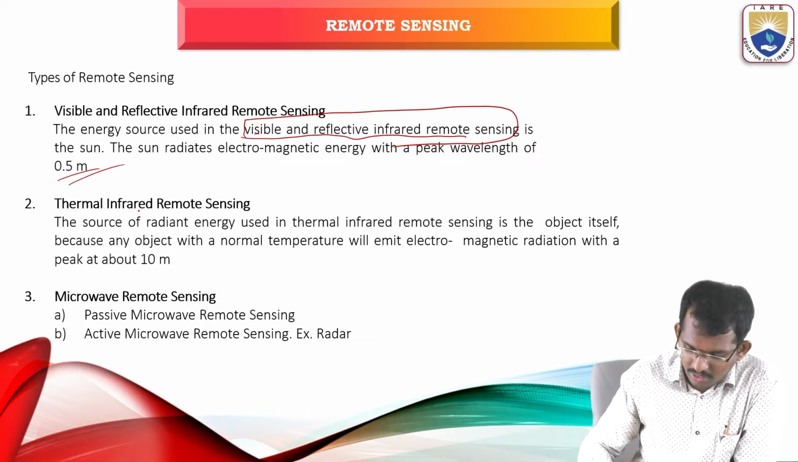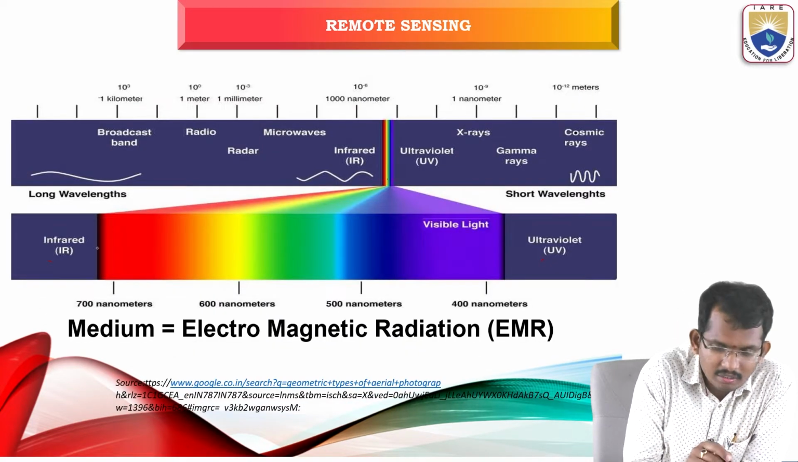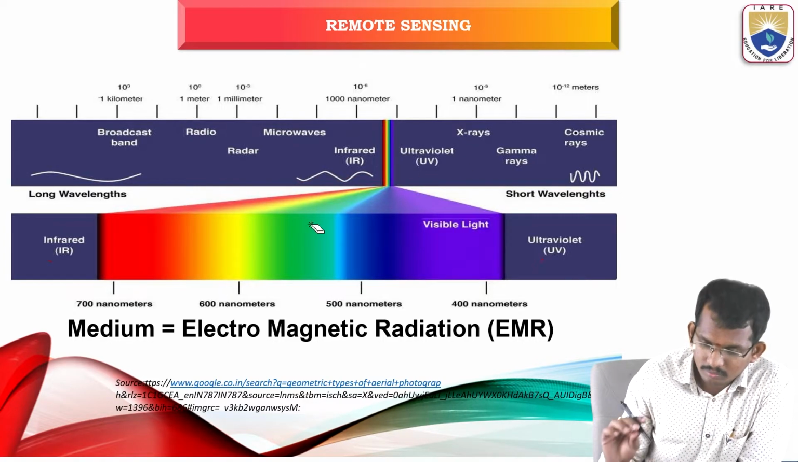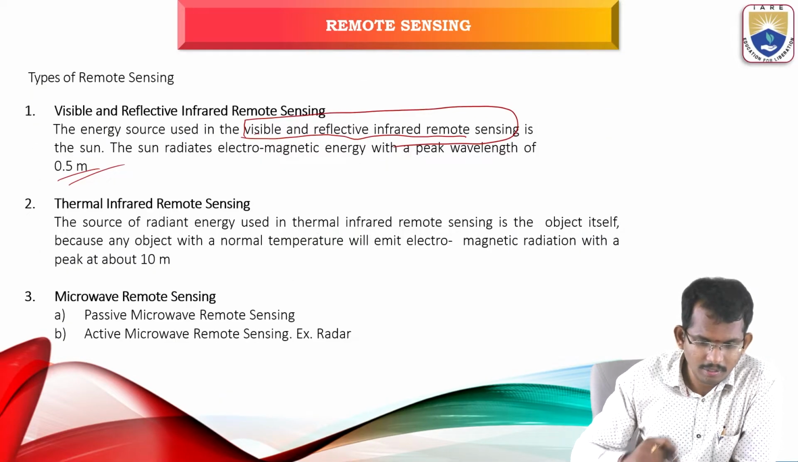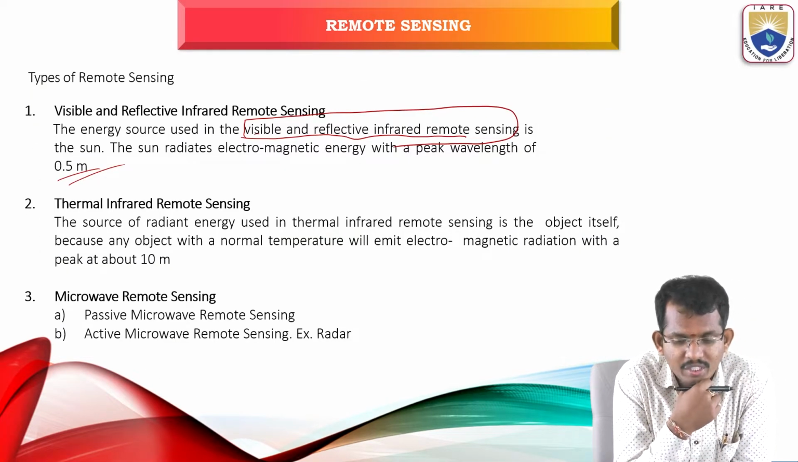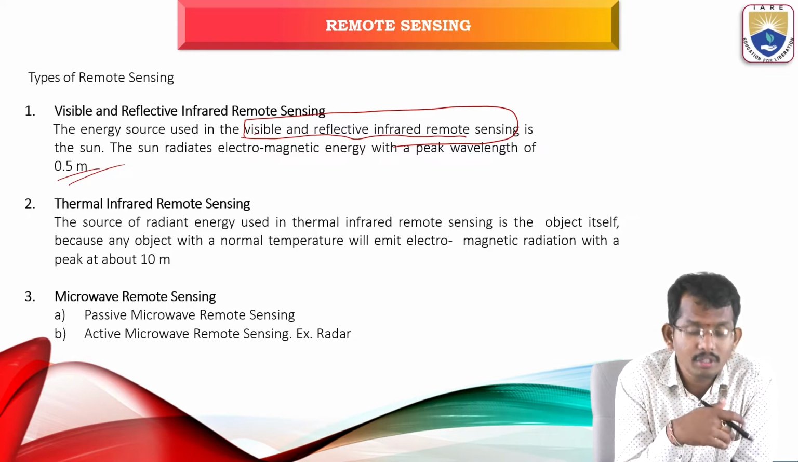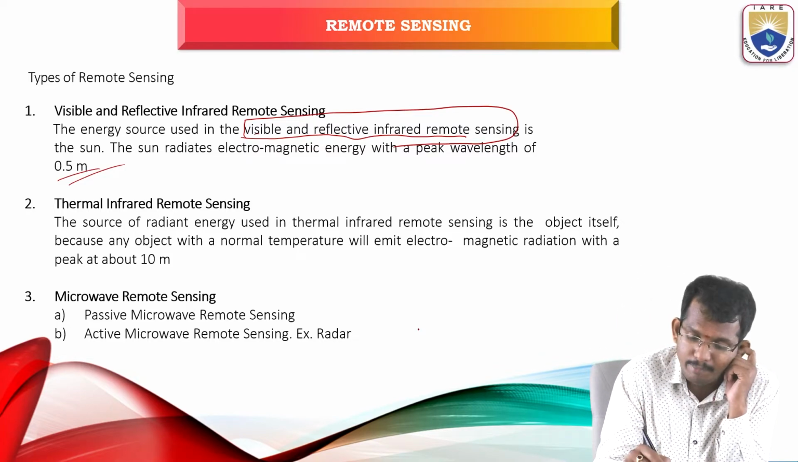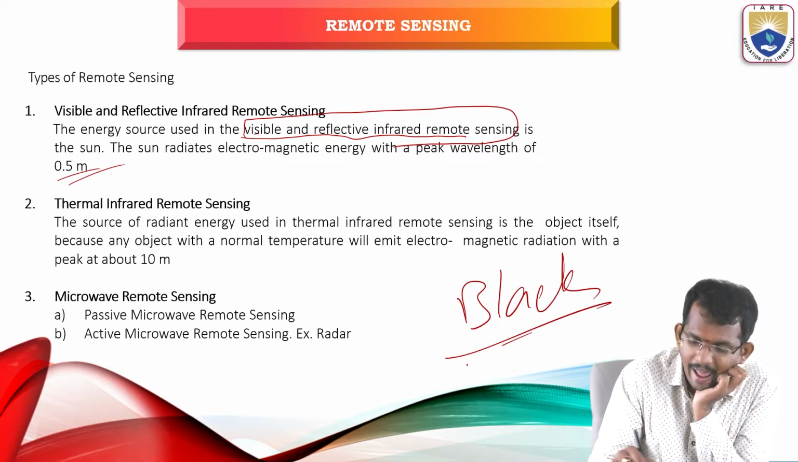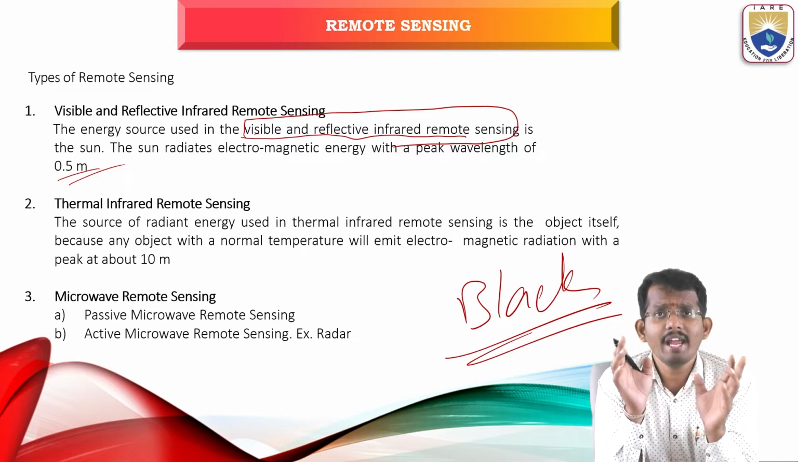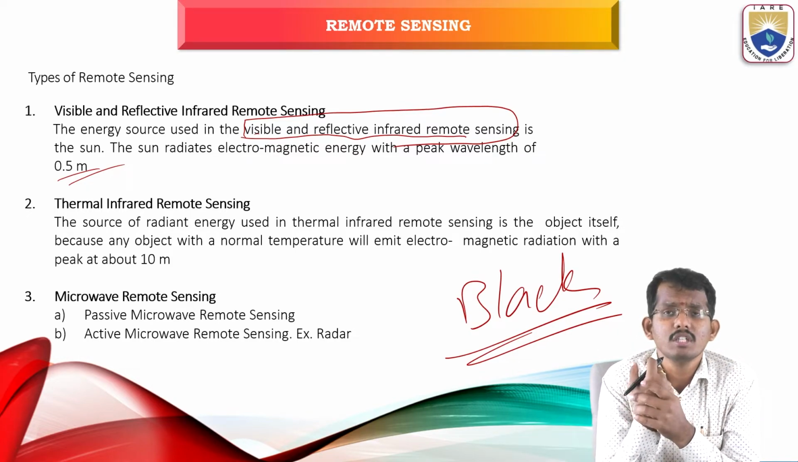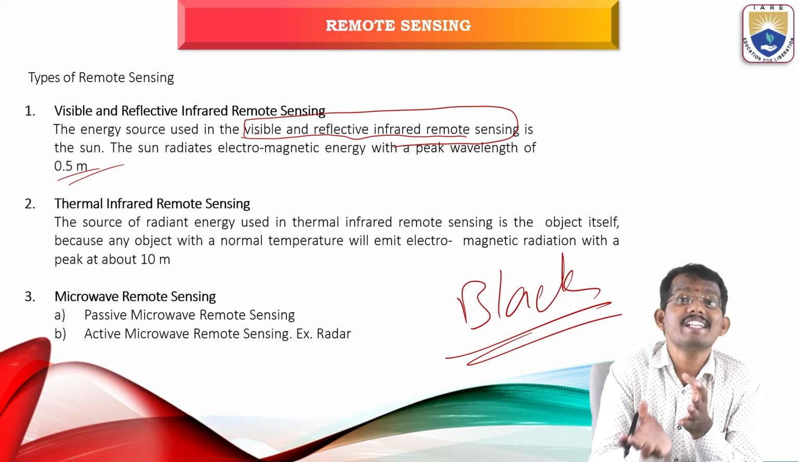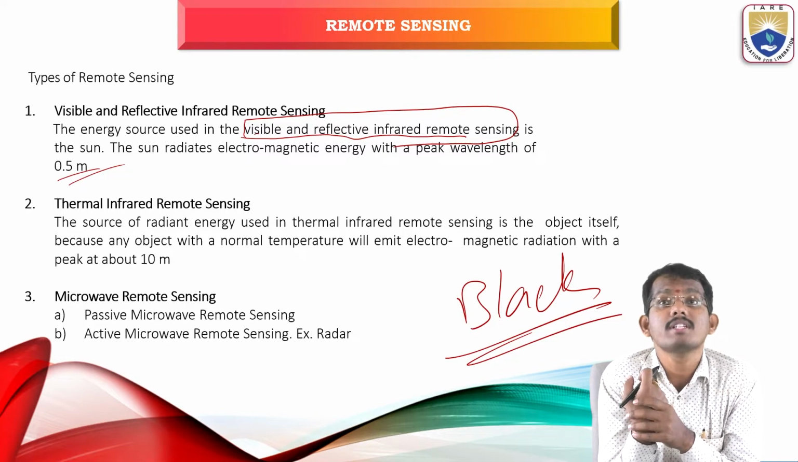And thermal IR. When you see in this slide, we can see thermal IR, UV. Okay, this is the range here. The source of radiant energy used in thermal IR remote sensing is the object itself. So the object itself is the source. Whereas for thermal IR, you can take a black body. This black body is exposed to sunlight for more than 6 to 10 hours. After that, the body will absorb the maximum energy and it emits energy back. That is thermal infrared remote sensing.